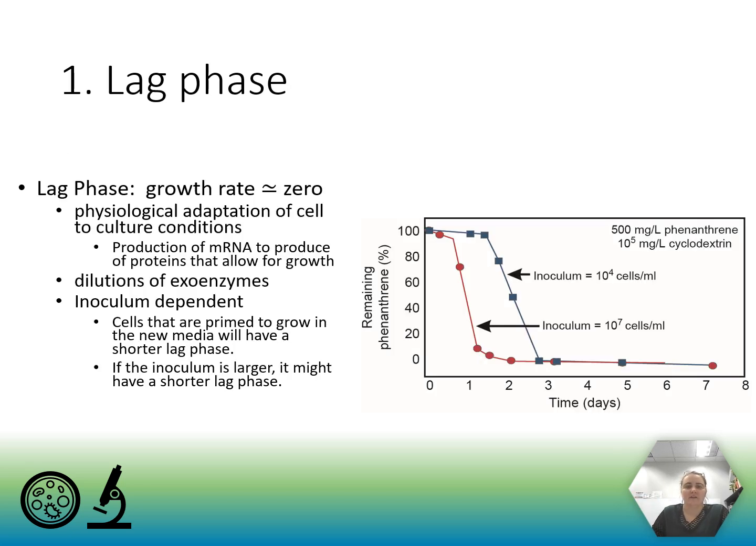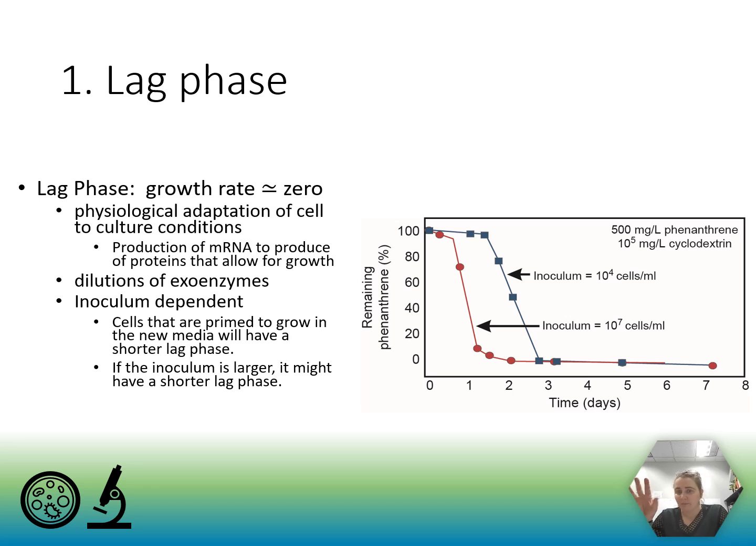So let's start with lag phase. So in lag phase, the growth rate is pretty close to 0. Basically, the cell is trying to adapt to cultural conditions, like what's in the culture. So the bacteria is trying to produce enough messenger RNA to produce enough proteins for growth. So the cell is really trying to get itself set up.